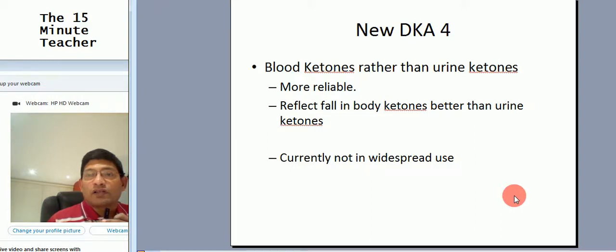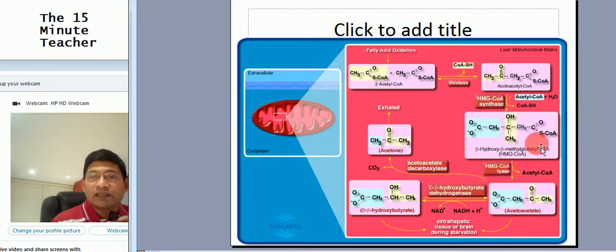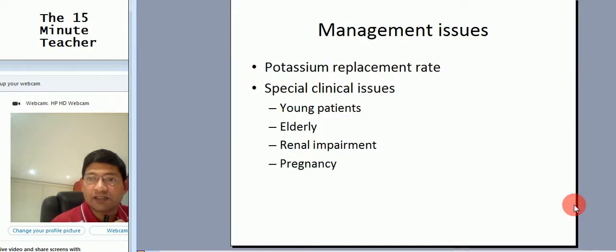Blood ketones rather than urine ketones, as blood ketones are more reliable, and blood ketones fall in a more linear fashion compared to urine ketones, and that is because when we start burning off acetyl-CoA, this equation goes in the reverse direction, and beta-hydroxybutyric acid, which is present in the blood, changes to acetoacetate, which is excreted in the urine. So although ketoacidosis is improving, it might look as though acetoacetate is rising, and this is due to just internal changes in the metabolism of keto acids.